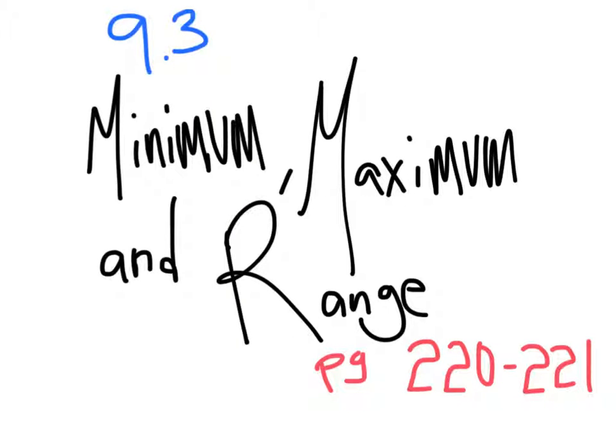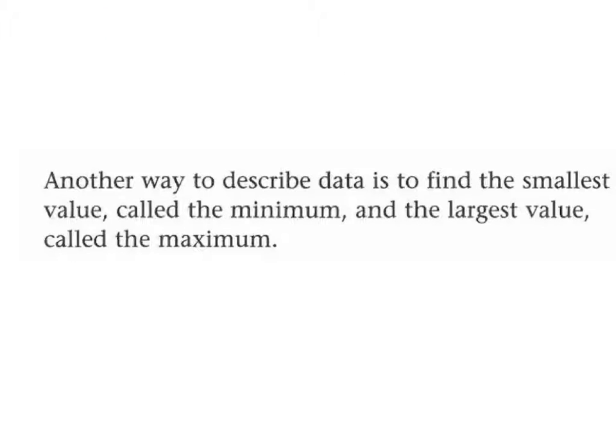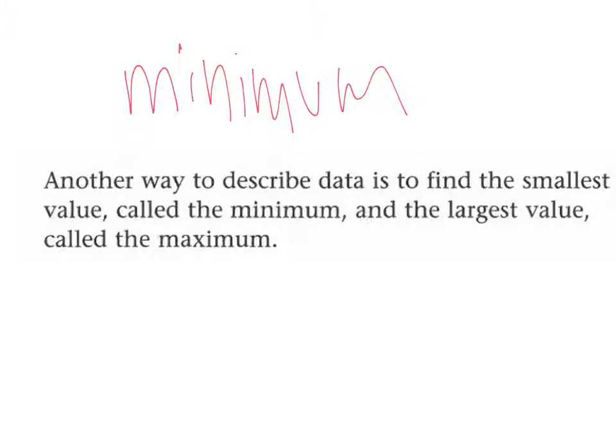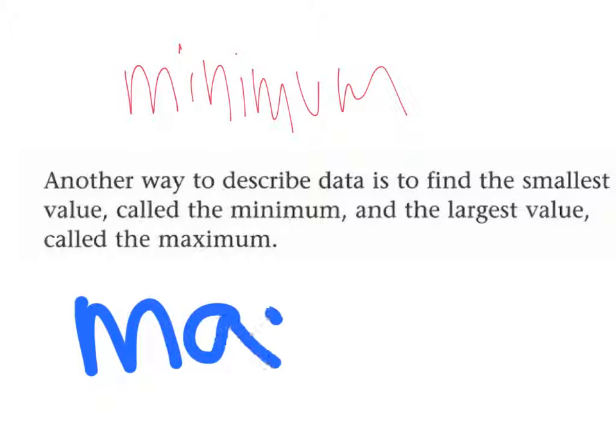Today we're going to be working on Chapter 9, Lesson 3, Minimum, Maximum, and Range on pages 220 and 221. Yesterday we talked about mean, median, and mode, and today we're going to talk about another way to describe data, and that's to find the smallest value that we're going to call the minimum. And we're going to describe the largest value as the maximum.